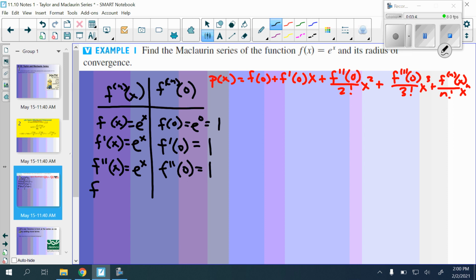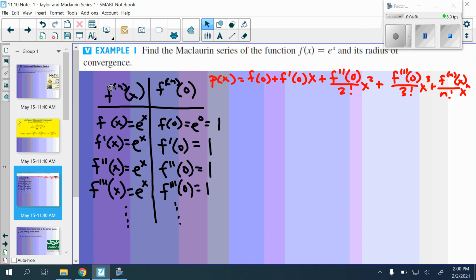And for this one, it doesn't matter how many of these derivatives we do, our derivative is always going to be e to the x, and the derivative at 0 will always be 1 here, and that'll just continue on here. So let's fill in now what this looks like. So our function p of x, then, if we replace all these derivatives, we know this is going to equal 1, this is going to equal 1, this is 1, this is 1.